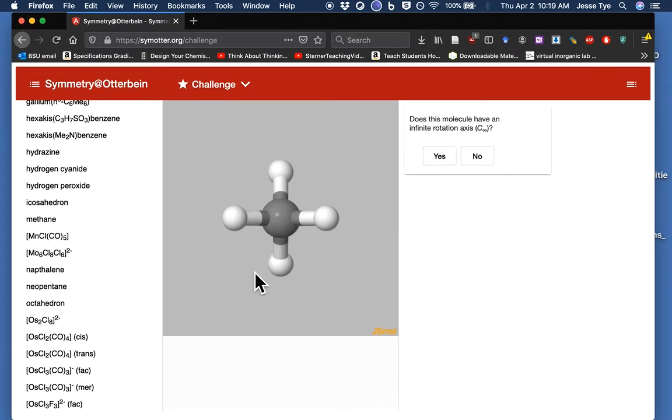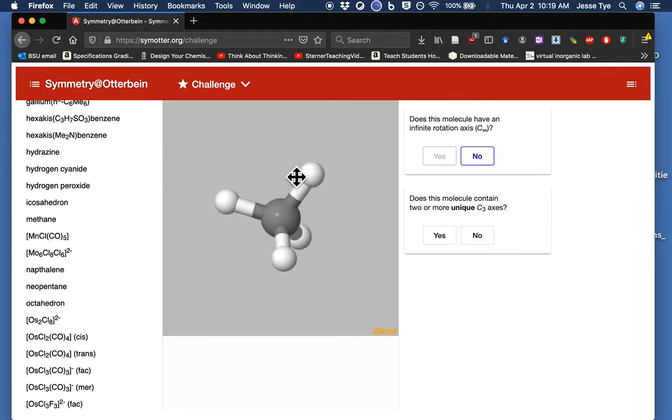All right, here's one of those really high symmetry. Here's methane again. So it's not a linear molecule, no. Does it contain two or more C3 axes? Yes, it sure does. So there's a C3 axis that goes through this CH bond and would move those other ones around. Or I can turn it up this way and I would have an axis that goes through here. There's four of them total.